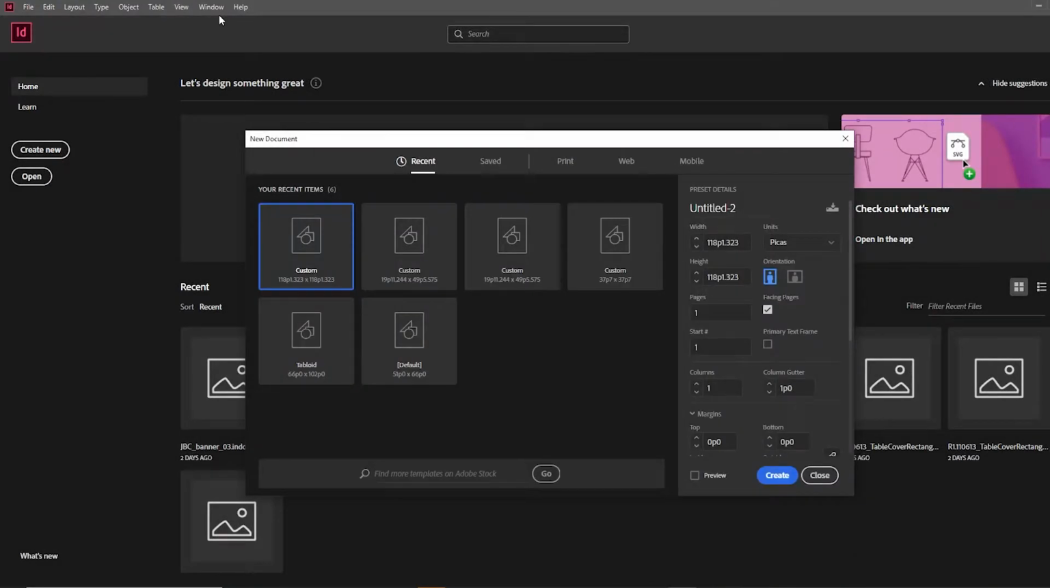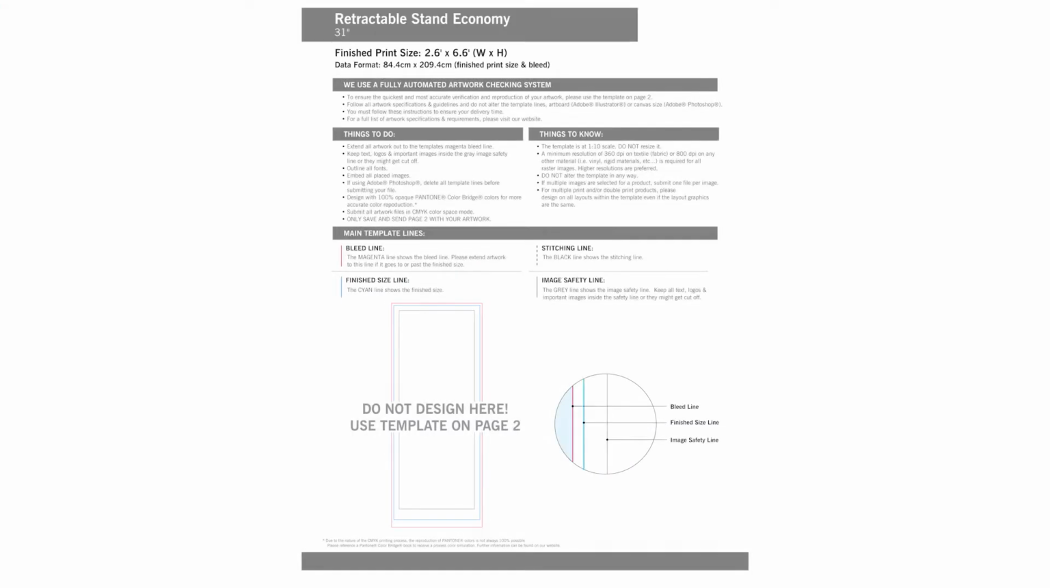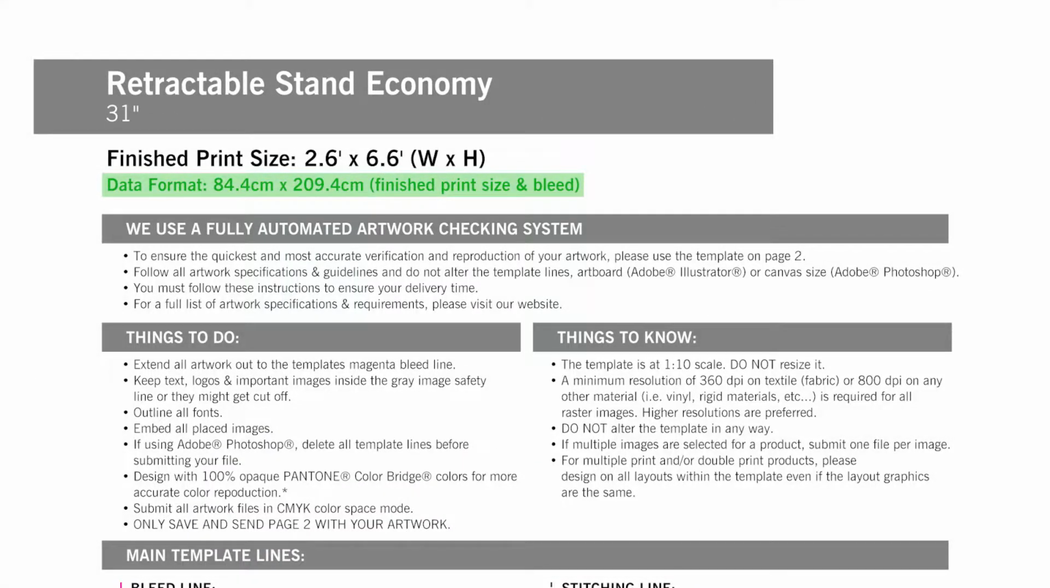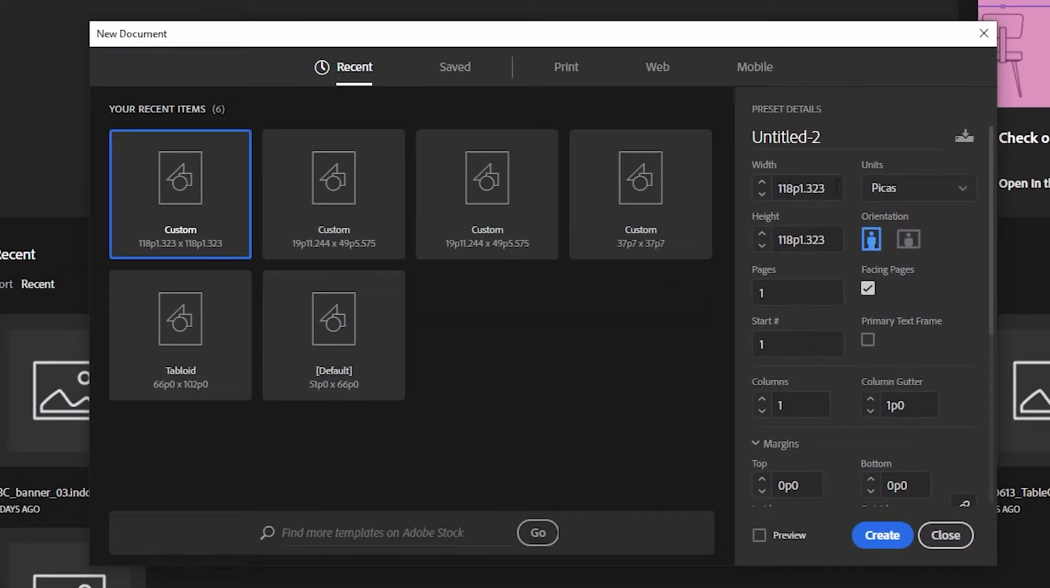Here, we will enter the size of the template. When you open our template PDF, you will see Data Format under the finished print size. You are going to use this size listed under Data Format for your artboard size in InDesign. In InDesign, change the units to centimeters and enter the data format size.